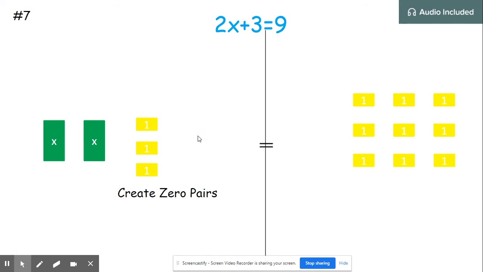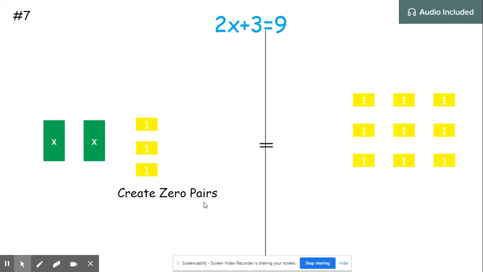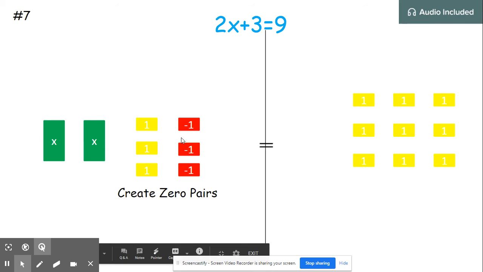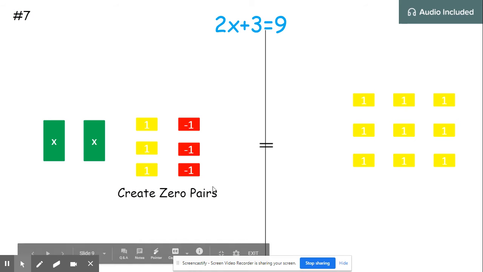So I want to know how much is the value of 1x. In order to do that, I'm going to have to move my ones, my yellows, to the other side. I'm going to move my constants with my constants. So I have to create 0 pairs. In order to create 0 pairs, I'm going to subtract by a number that's going to equal 0. So it's just the inverse. If I had 3, I'm going to subtract by 3. 3 minus 3 gives me 0. So 1 minus 1, 0. 1 minus 1, 0. That's my 0 pair.